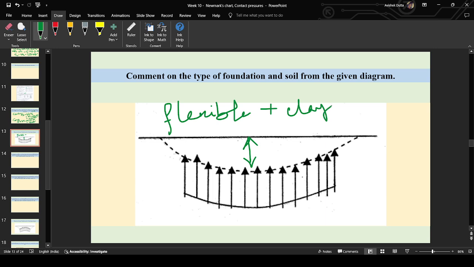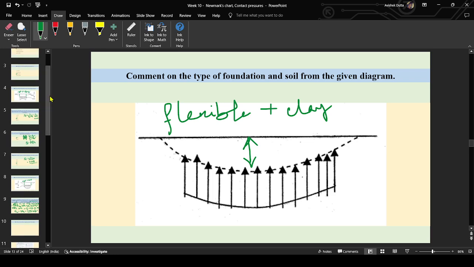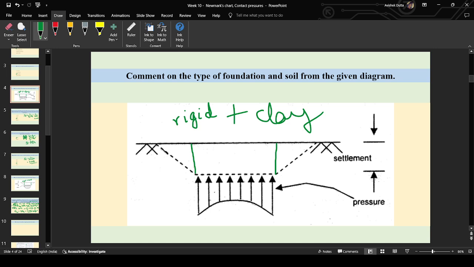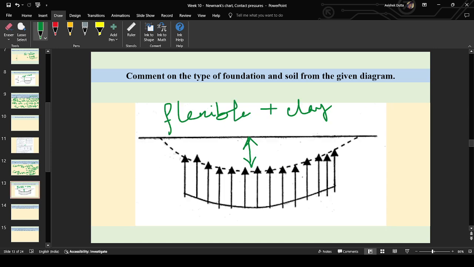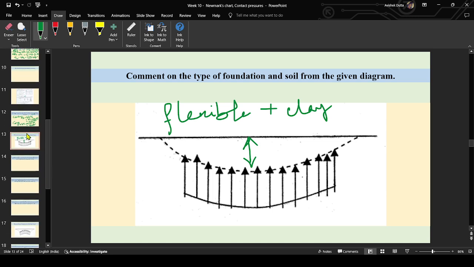Why clay? Because wherever the settlement is more, there it has got least resistance from the soil. At the center, there is least resistance. So if the reaction force from the soil would have been drawn, it would have been similar to this one, right? Least resistance, more settlement. So it is clay, isn't it? I think the concept is clear. This is how we conclude whether it is clay or sand.